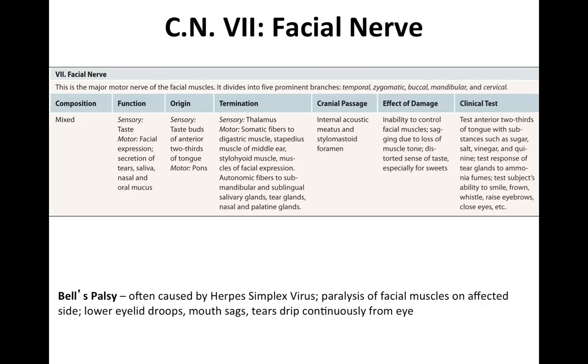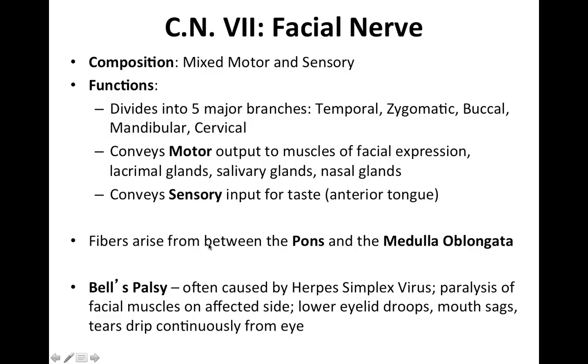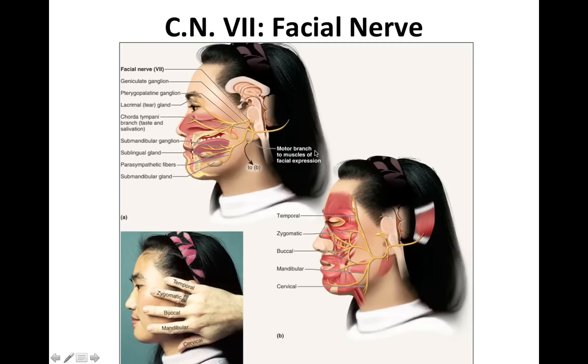This is a mixed nerve. Let's begin first by taking a look here at how it branches. So whereas the trigeminal had 3 branches, the facial nerve has 5. And so a really good way to convey this is to lay your fingers across your face and get the idea of where all 5 branches will run.